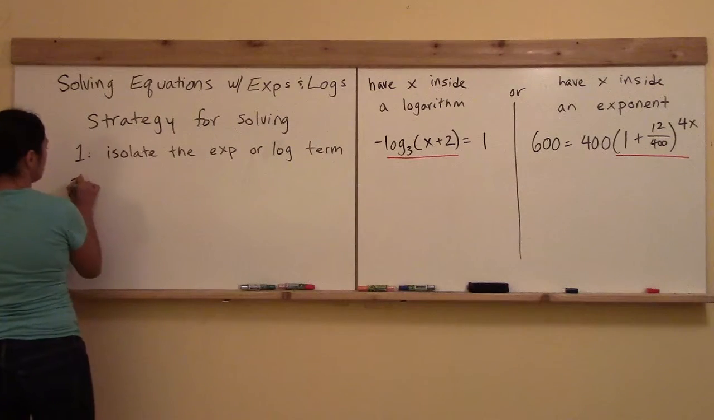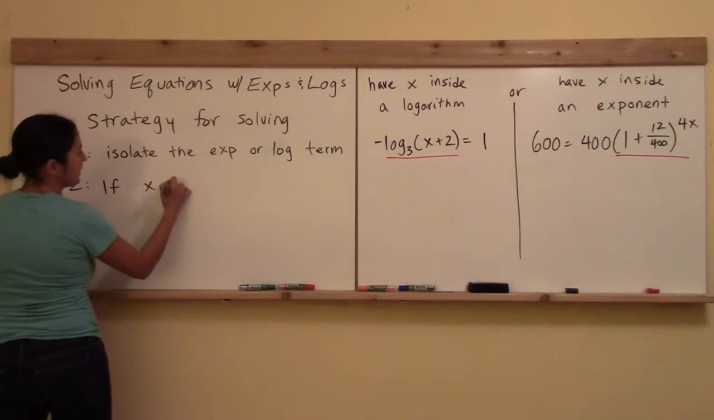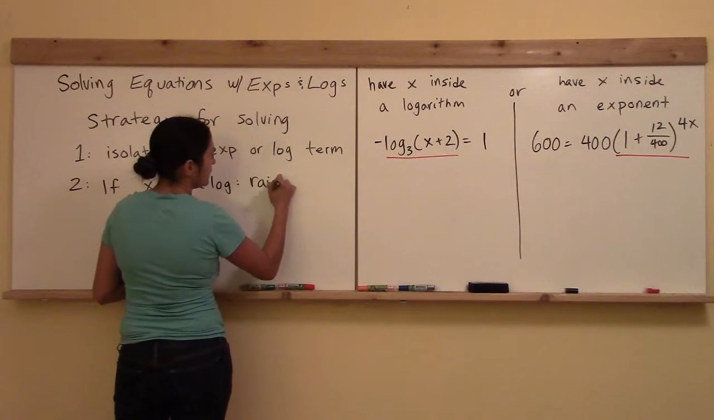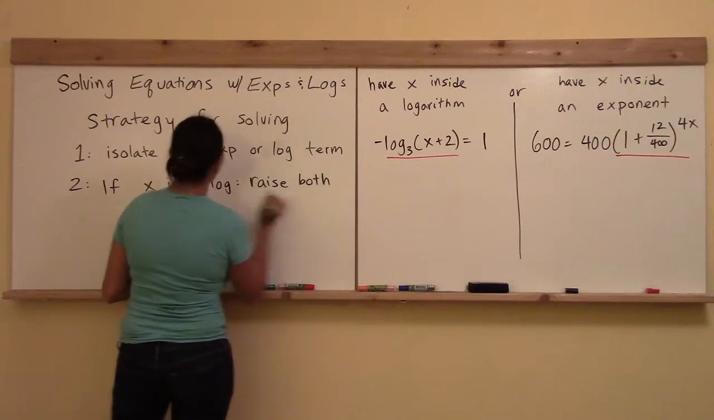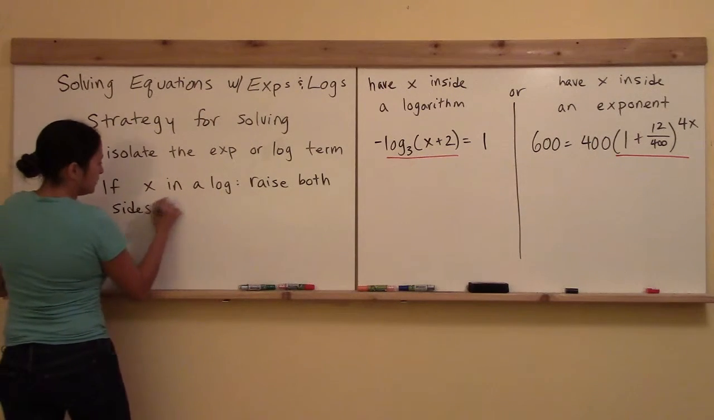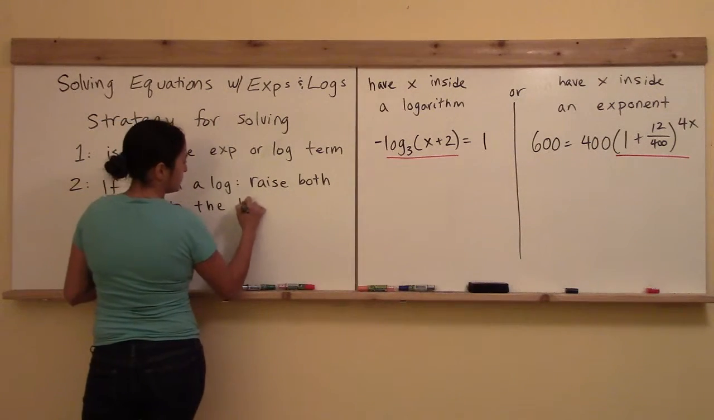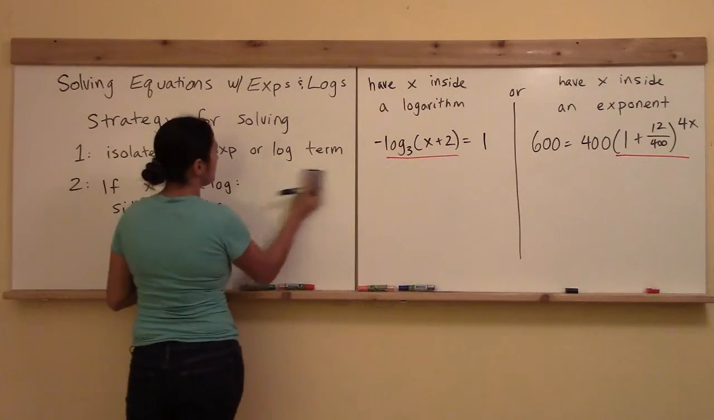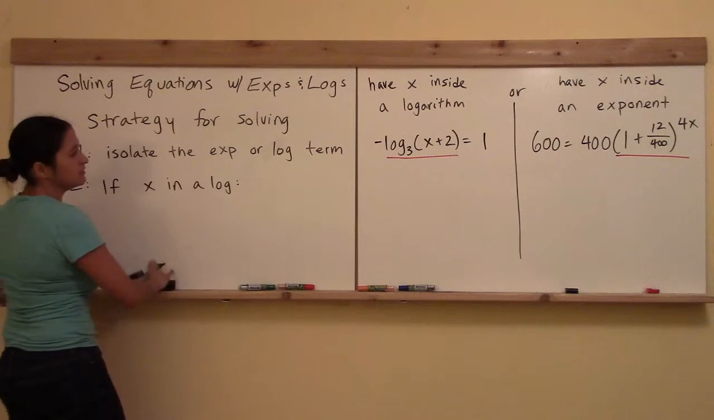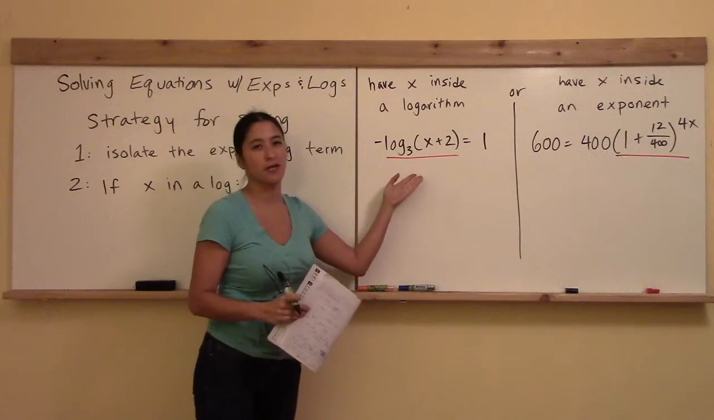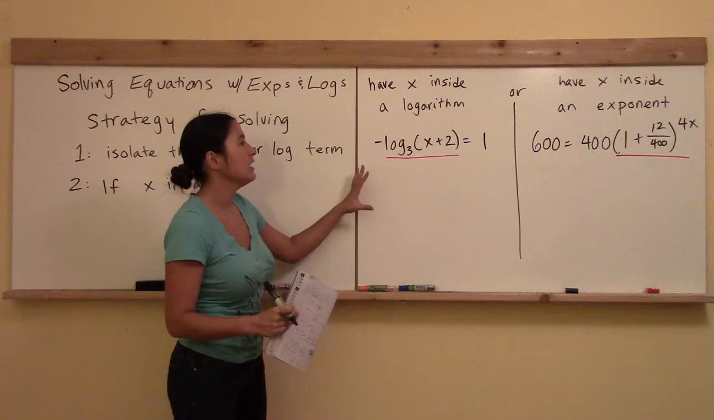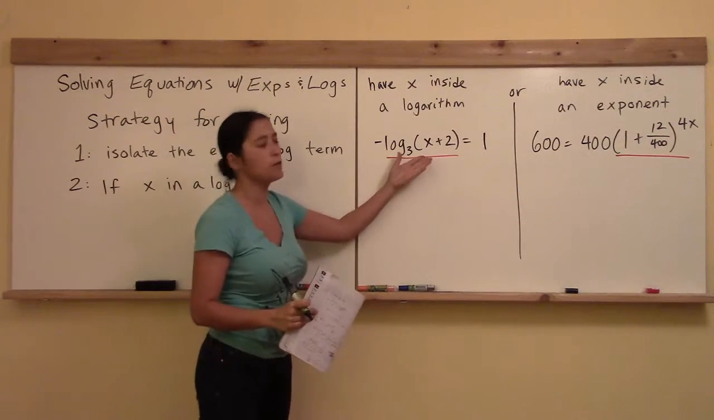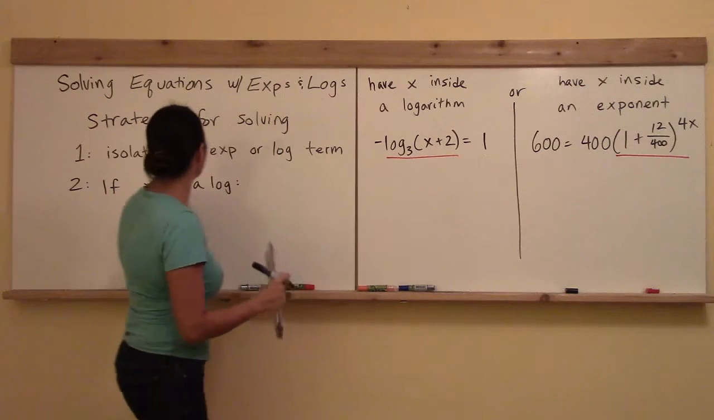And then step two is, if the x is in a log, what you're really doing here is, let's say like here, we're in log base 3, right? What we're going to be doing is exponentiating both sides of the equation, 3 to the power of the equation. Okay, so that's really what I want to say here.